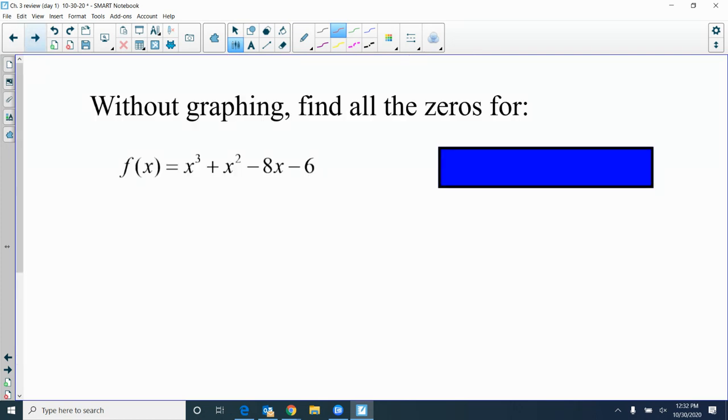Okay, no calculator part again. Can you take this and do you know how to go through the whole problem to solve it? So we've got x cubed plus x squared minus 8x minus 6. Copy it down and think about what the strategy is. I was just asking for all the zeros.